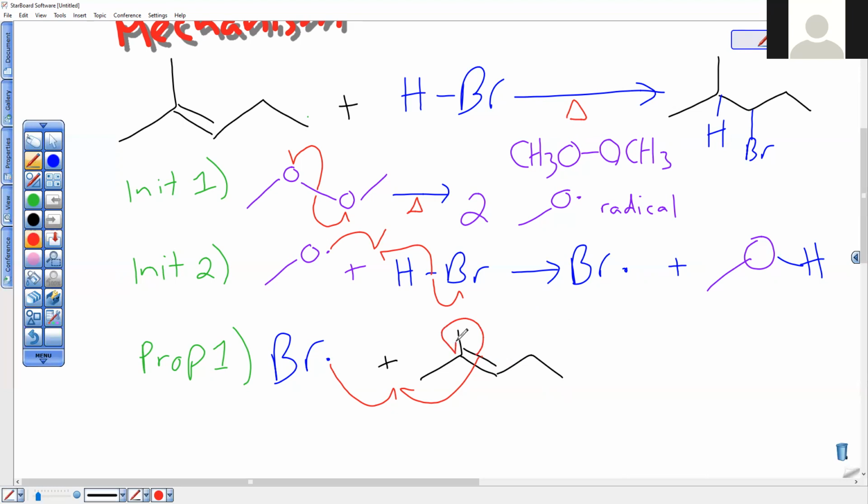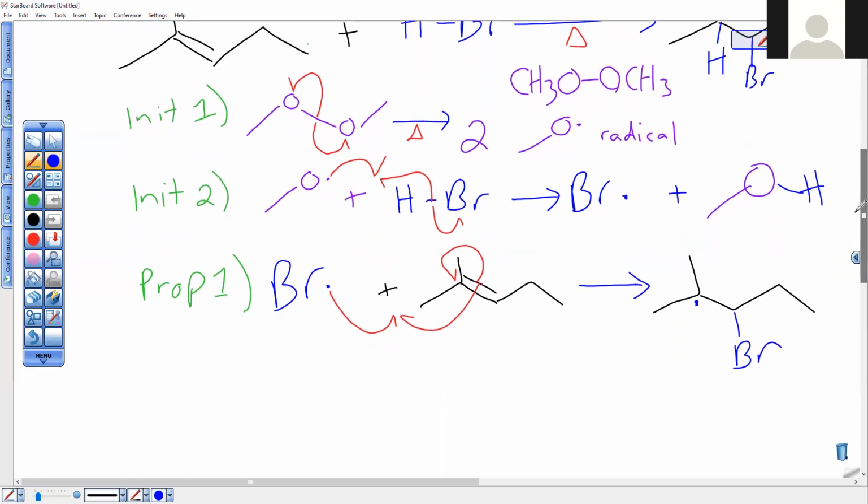So you've made a sigma bond between Br and the second C of the alkene, because by putting it there, you left behind a better radical right there. That's tertiary. That's a great radical. And in prop 2, that radical is going to grab an H.